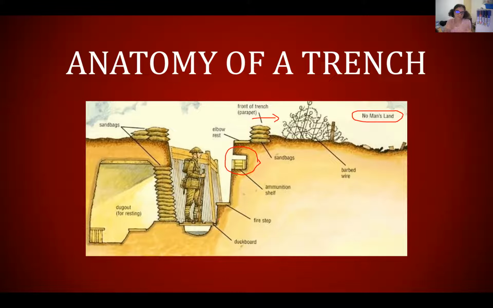So if any of you have ever dug a hole in the ground, you'll see when conditions are rainy and wet, then that hole will fill up with water and that mud, it will get very, very muddy. So the duck board was meant to mitigate that a little bit, to stop that from getting into people's shoes, but it didn't really help, which we will discuss later. They also had the dugout for resting. So if they were not on duty, then they would go into the dugout.